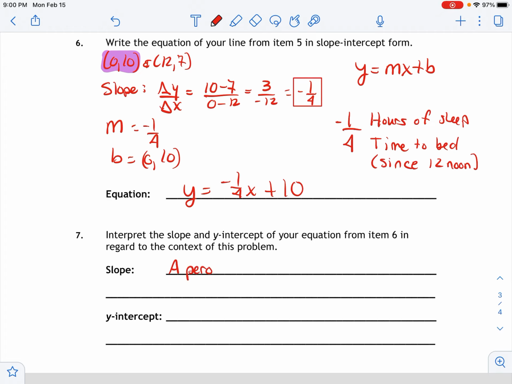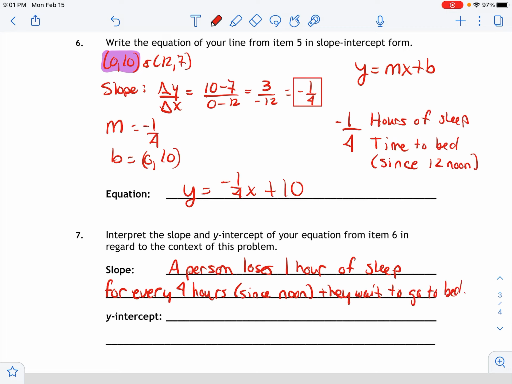So one way to interpret the slope is to say that a person loses, rewrite that, 1 hour of sleep for every 4 hours since noon that they wait to go to bed. Okay?